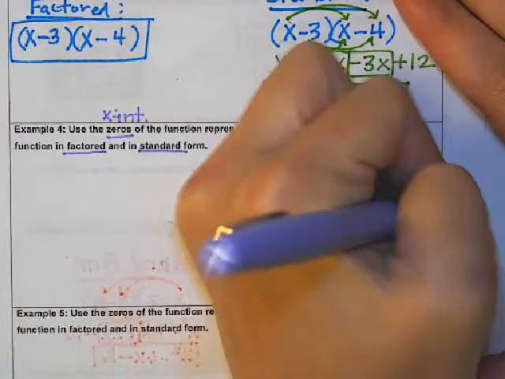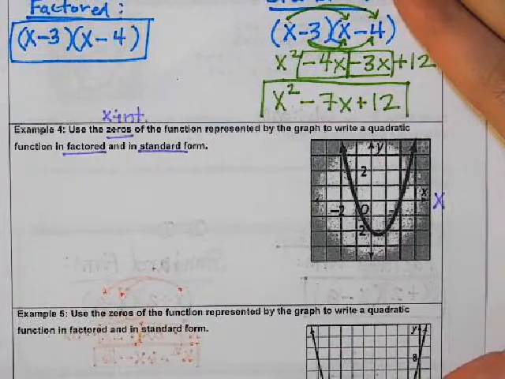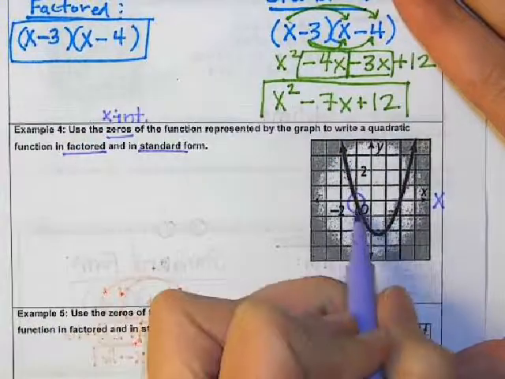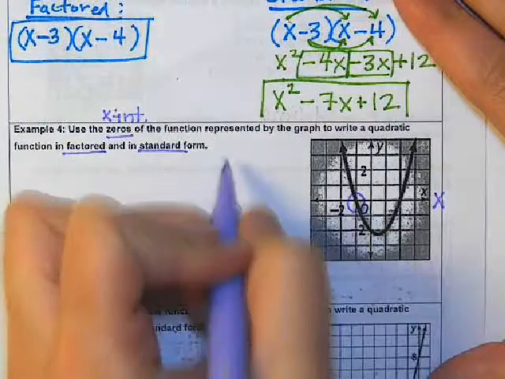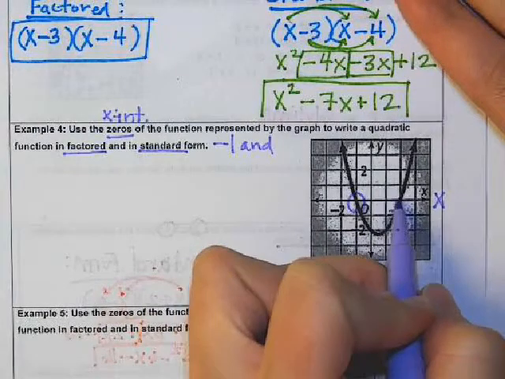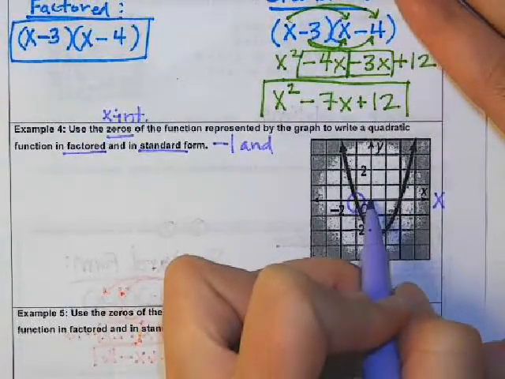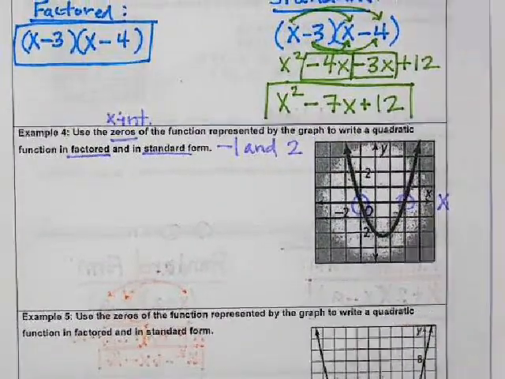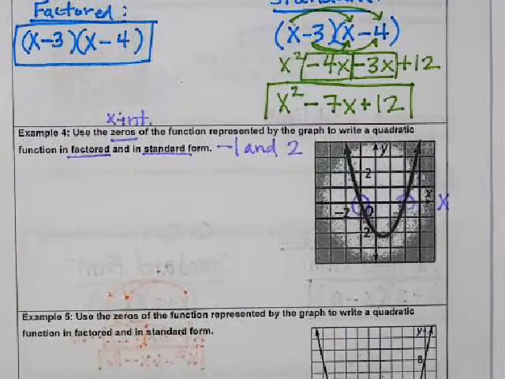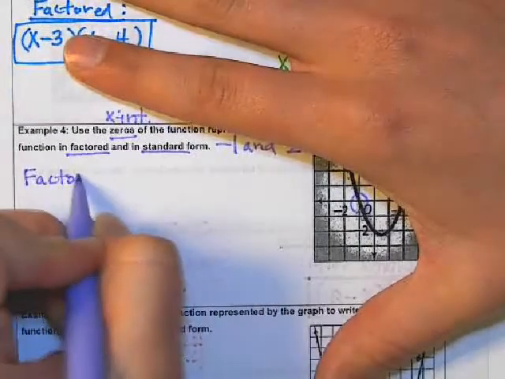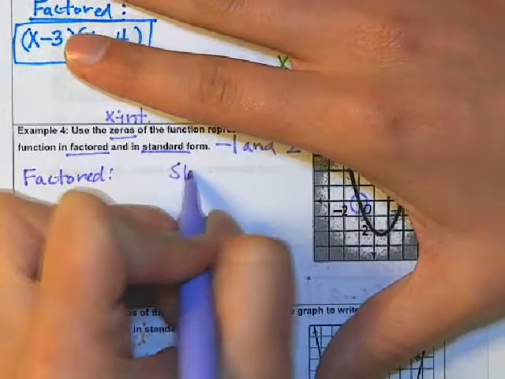So here's my x-axis. What are my x-intercepts? -1 and +2. -1, right here is where it crosses the x-axis, so -1. And this would be a positive 2. Okay. Does anything else change? No. Are we going to do anything different now? No. Okay, so now I'm going to write factored and standard.